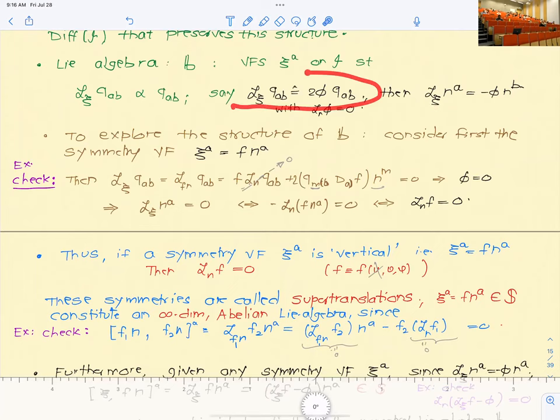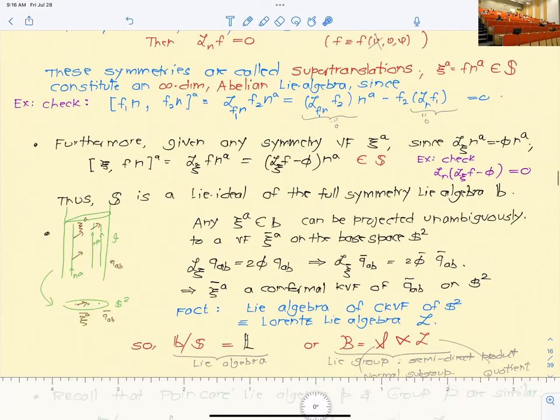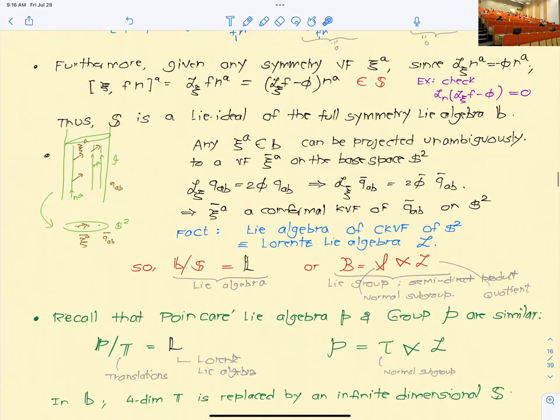And now we can use the other equation. It just says that Lie_C of q_AB is equal to 2 phi times q_AB. That implies that when I project it down, since q is a lift of q bar and C bar is a projection of C, it follows that Lie_C bar of q bar is equal to some function of phi bar times q bar_AB. Which means that I have a metric on this two sphere, q bar_AB, and C bar is a conformal Killing vector field of that metric.